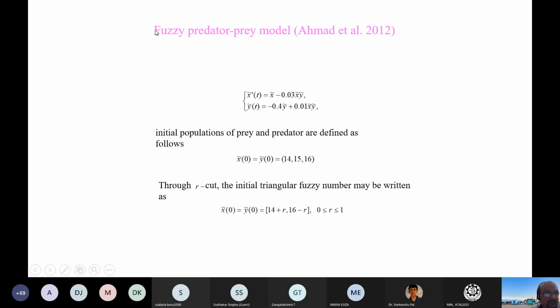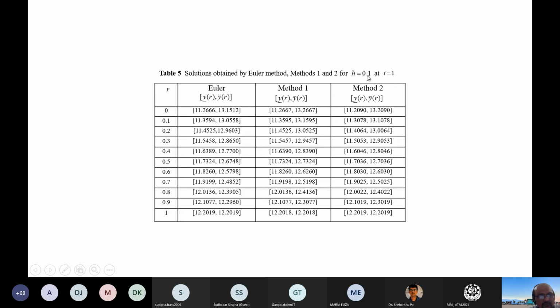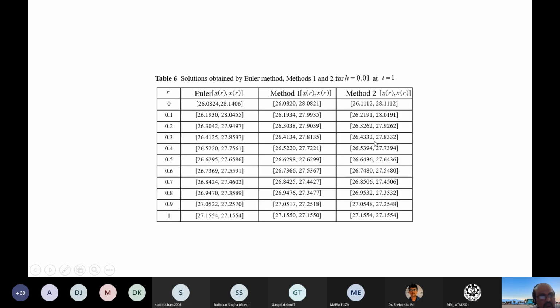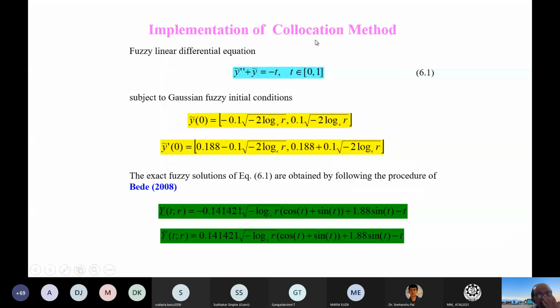Now take another application problem, that is the fuzzy predator prey model, a 2 by 2 simultaneous differential equation. So I have this x dash and y dash like that. Again, we can convert into R-cut form using these two methods. These are the solutions. I am going a little bit fast here. Again for different H, method 1 and method 2, these are the solutions. This is Euler, this is method 1, method 2. Skipping this.